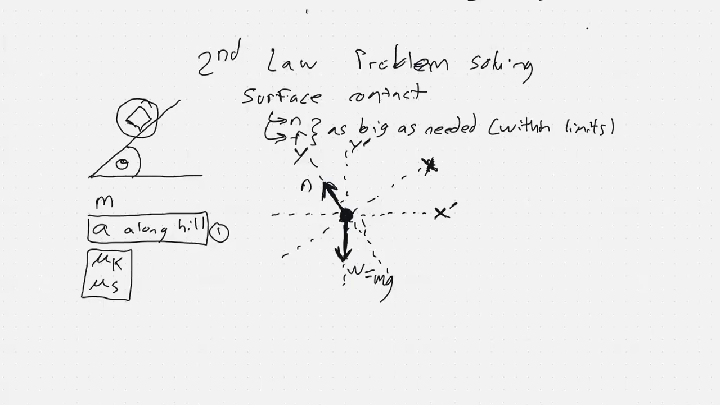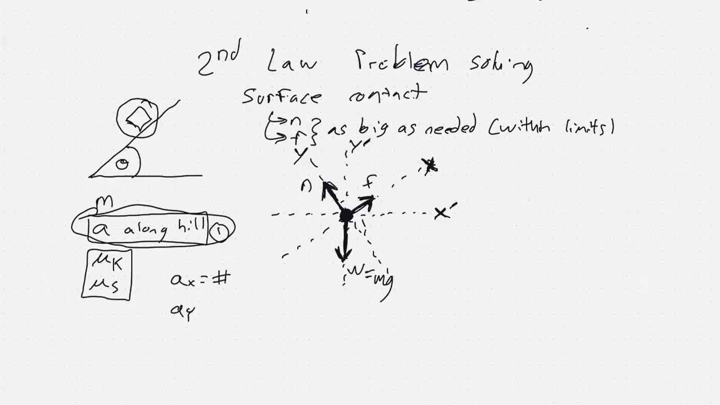So I could have some force of friction. It could point that way. And so in dealing with this, it's easiest for me to work along the axis of the acceleration. So in this case, the acceleration will be noted along the hill. That means we would have AX equal to something, could be 0, but AY should be 0.